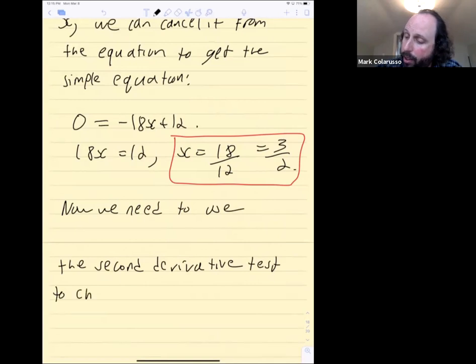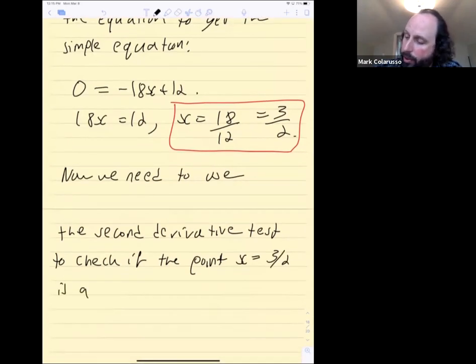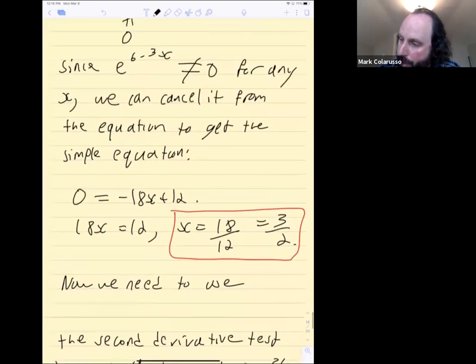To check if the point x equals 3/2 is a relative minimum or maximum, I need to compute the second derivative first.